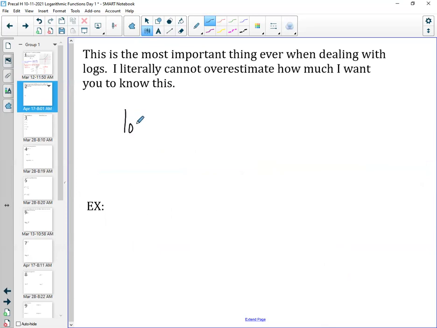So I would say log base A of B. See how the A is a little a, like a subscript, and the B is a normal size, the same size as the log. So if I have log base A of B equal to C, that is exactly the same thing as saying A to the C equals B.